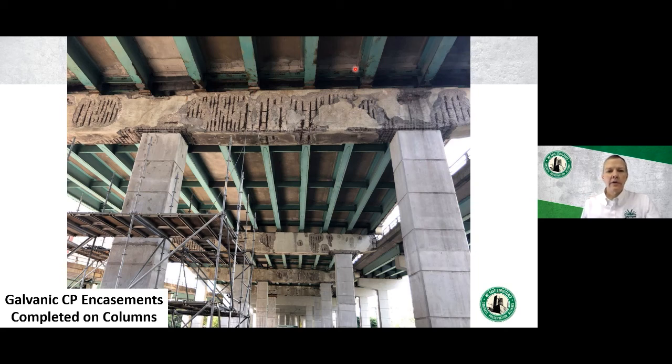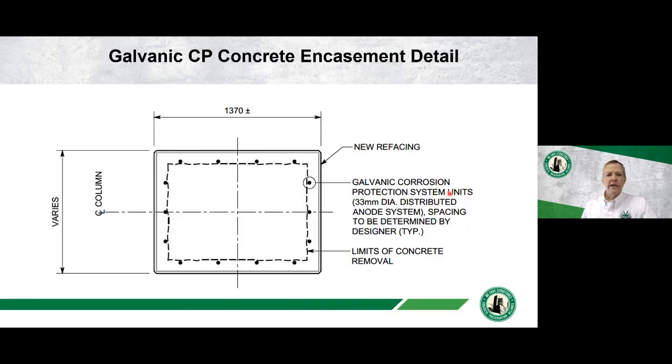And in order to do the project this way and keep it open for traffic, they cannot remove and replace the substructure. So what they're doing is they're removing the concrete cover down to the reinforcing steel where it's not already removed, as you can see here. And they are forming and pouring a concrete jacket around essentially the concrete core that's there. Within that new concrete section, they have distributed galvanic anodes installed, and they're forming and pouring the concrete section to slightly larger than the original section was for the columns, as well as for the pier caps.